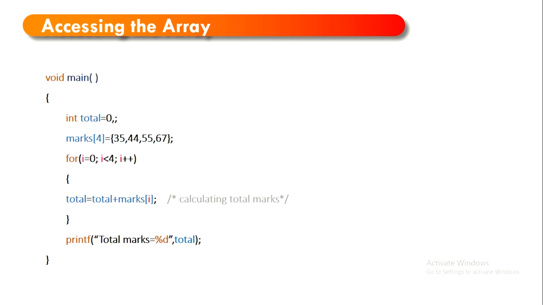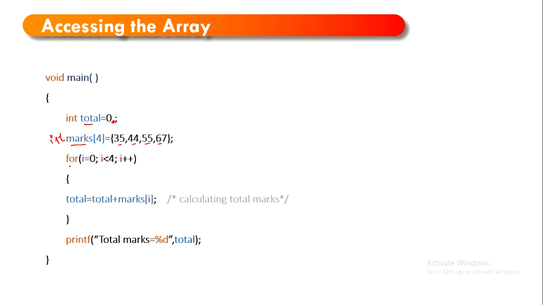Now how do we access the array? Just now we saw an example to read into the array, that means we are loading the array. Now how to access the array, that means how to read from the array. This is an example where we have to calculate the total marks. Suppose we have 4 marks and we need to calculate the total. So we initialize one variable called total with the value 0. Now we have declared our array: int array name as marks, and it will hold 4 integer values. We have initialized this array, and this is compile time initialization. Now we need to calculate the total and print it.